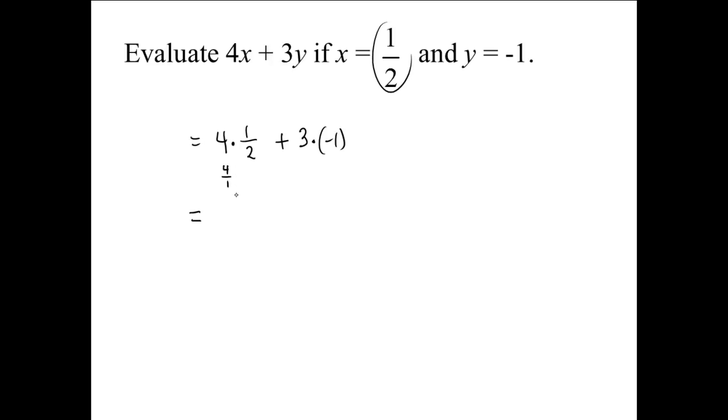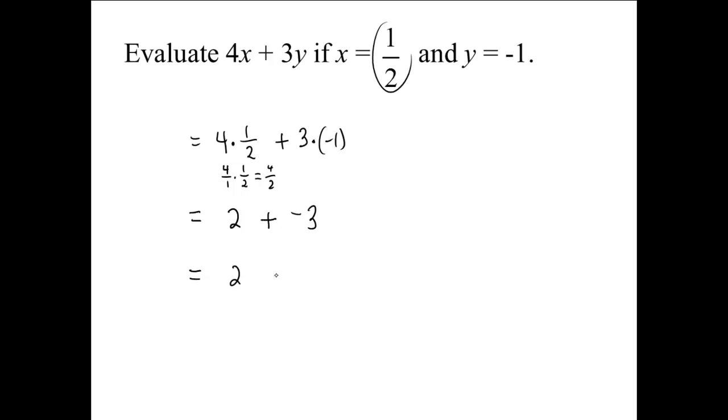That's 4 divided by 1 times 1 divided by 2. That gives 4 divided by 2, which is 2. Plus, positive times negative is negative. 3 times 1 is 3. 2 plus negative 3.